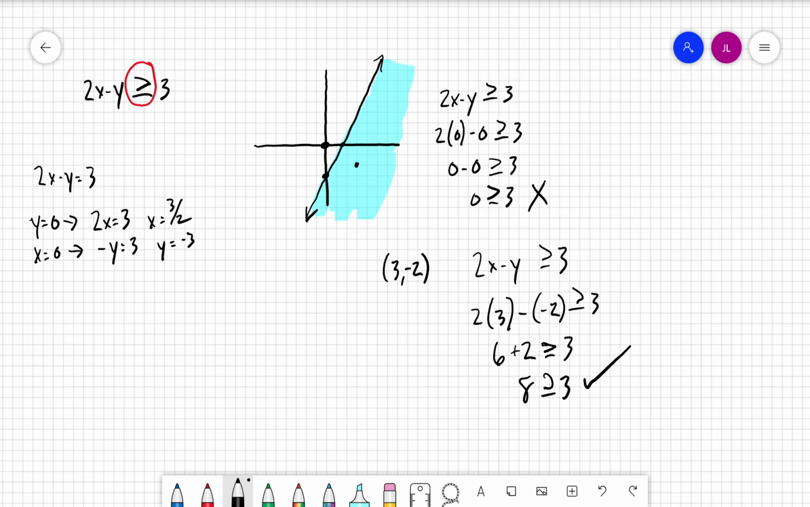So this is how we graph linear inequalities in two variables. So hopefully this helps out. And the next one we'll be looking at is what happens when we have a system of inequalities and graphing them.